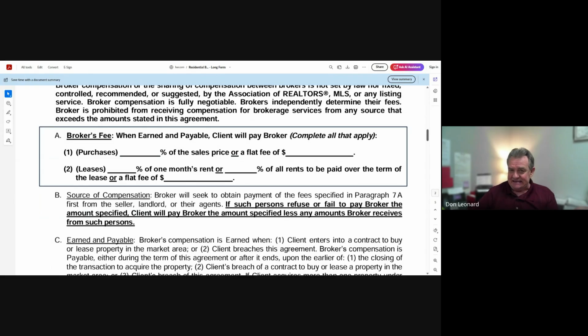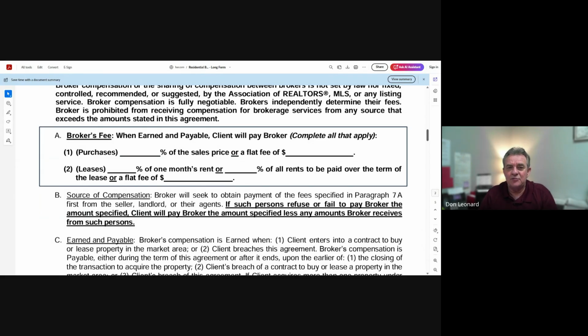I hate to say this, but all of this mess that we've gone through, in a lot of cases, it's because agents got lazy. It's because this language has always been there. It's always been in the buyer representation agreement. It's just that it became so common that we were being paid by the other side. It's the way the conversation went.